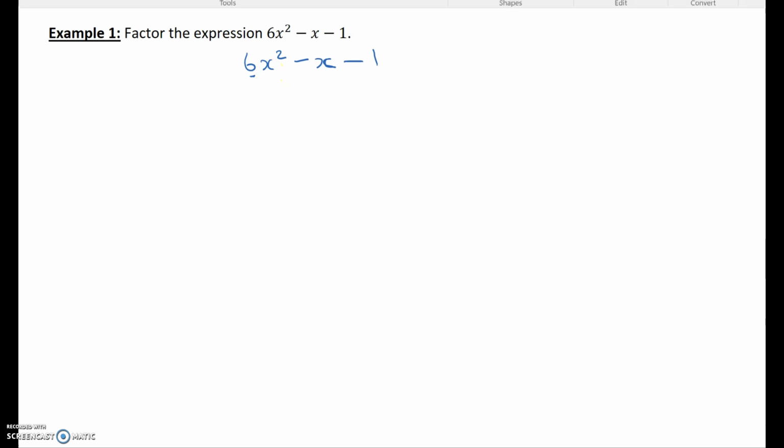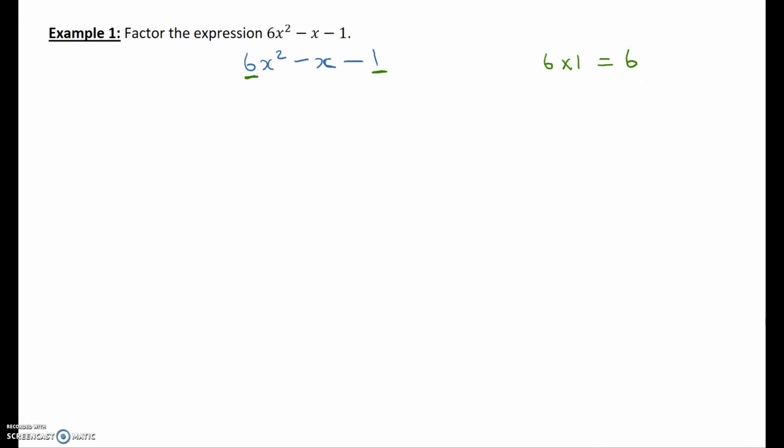Okay, so what we're going to do here, we're going to break this question up into a number of steps. The first step is to multiply the 6 by the 1. Now don't worry about the minus yet. We'll worry about the minus later on. Right now we're just going to go 6 times 1, and the answer to that is 6.